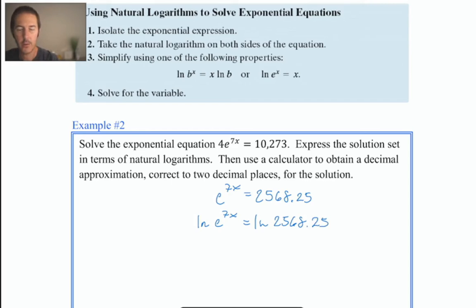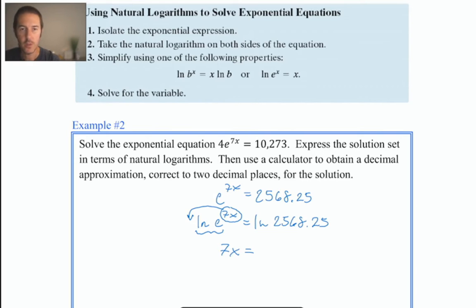There we go. And one of the properties of natural logs says that we can take this exponent and bring it out in front of the natural log and write it there as a coefficient. And if we did that, the next thing we would do is to evaluate the natural log of e. But the natural log of e is equal to 1. So what we end up with is 7x times 1, which of course is just 7x.